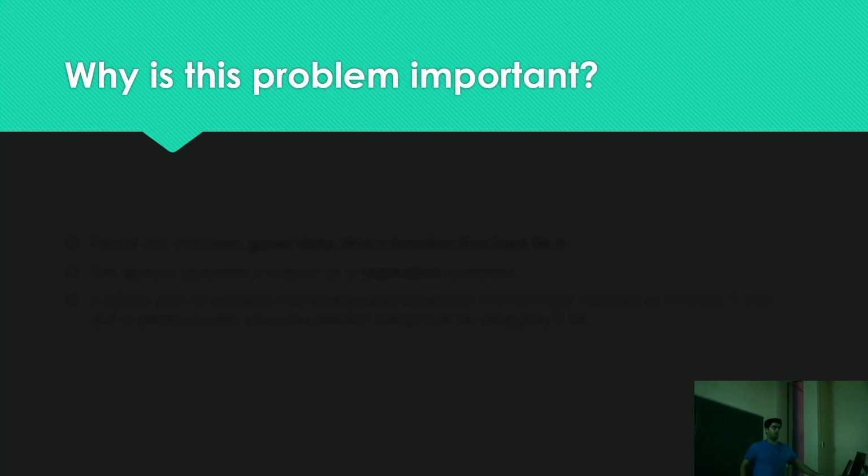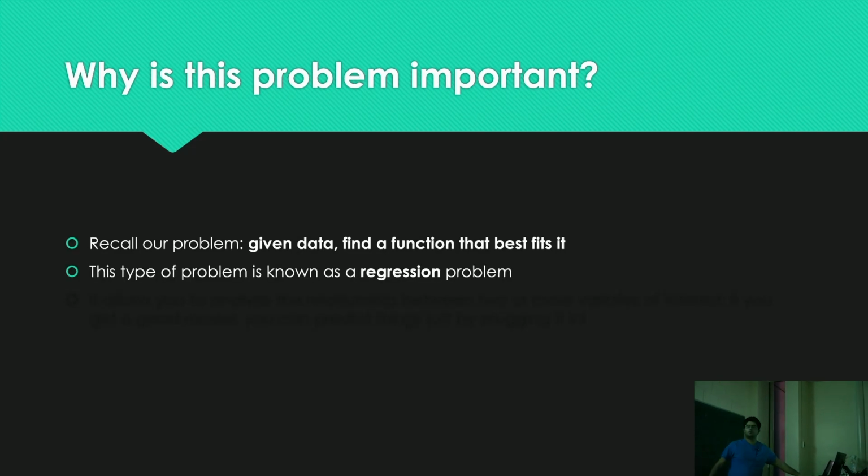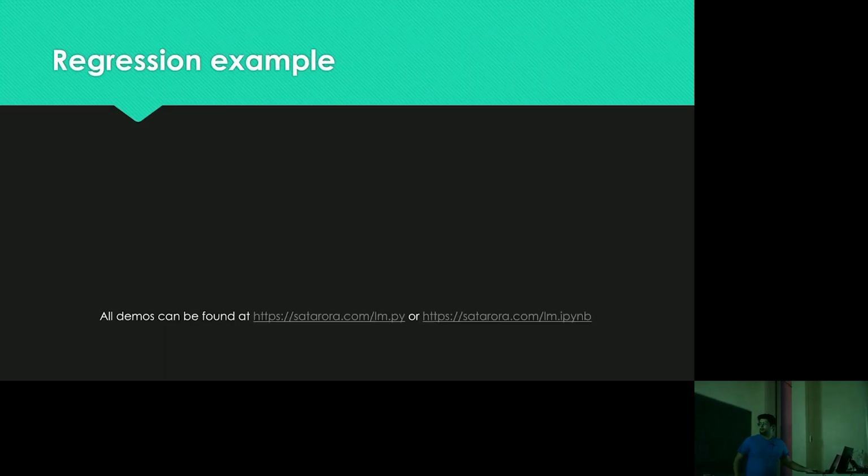Why is this problem important? Also, what is this problem? This is known as a regression problem. It allows you to analyze the relationship between two or more variables of interest. If you get a good model, you can predict things. After you train your model, you can put any new testing example in it, and you get an output. It's really cool, and it has a lot of different aspects.